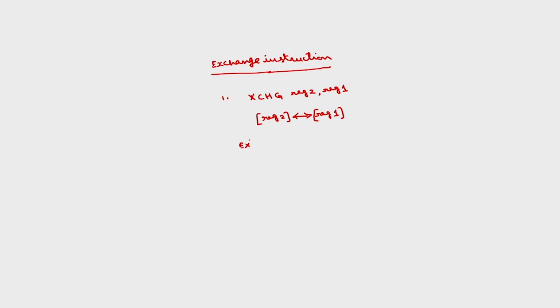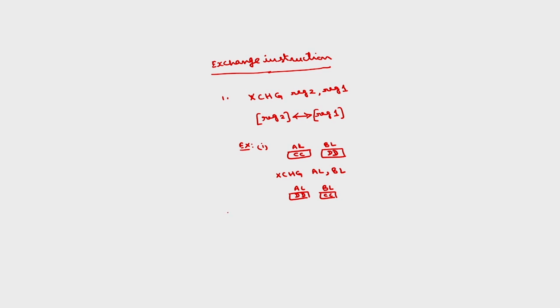If I take an example, the sizes of the registers must be the same, both can be either 8 bit or both 16 bit. So if AL contents are CC and BL contents are DD, and I write XCHG AL comma BL, after this instruction AL contains DD and BL contains CC. This is a simple operation. So these two contents will be exchanged. Similarly, you can write it with 16 bit registers also.